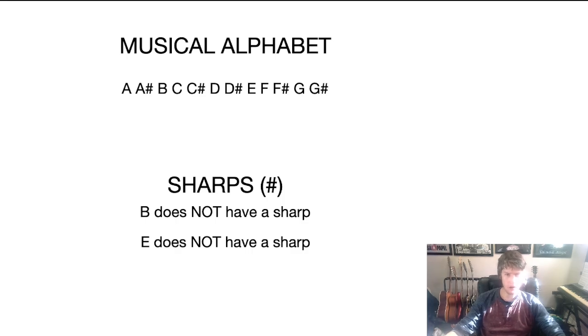So including the sharps, your musical alphabet becomes A, A sharp, B, C, C sharp, D, D sharp, E, F, F sharp, G, G sharp. So those are all the notes of the musical alphabet, regardless of what instrument you're playing. Okay, so that can be piano, guitar, voice, doesn't matter. Okay, so those are your sharps.